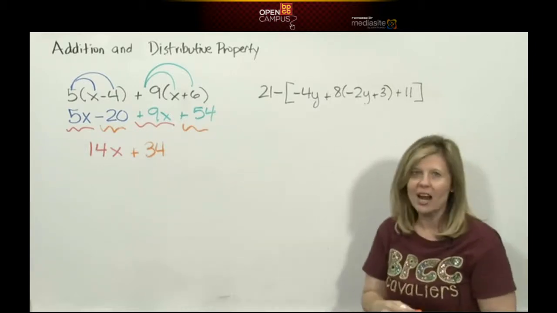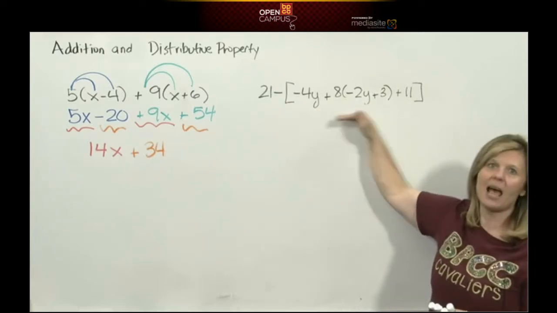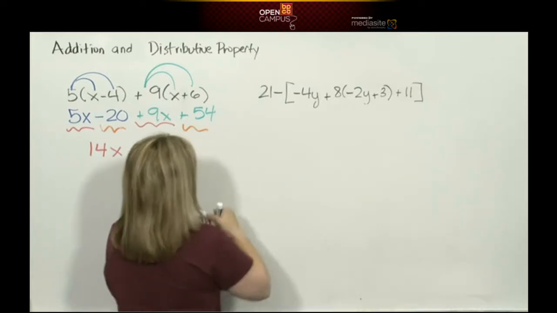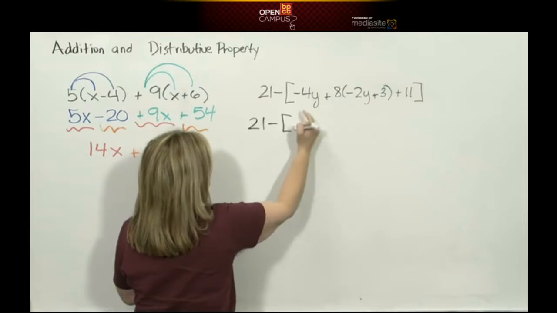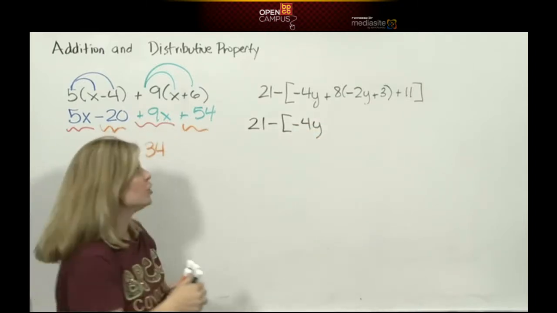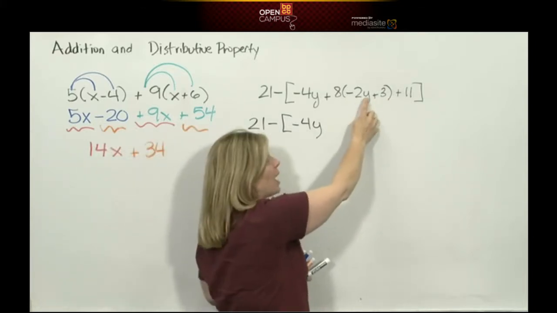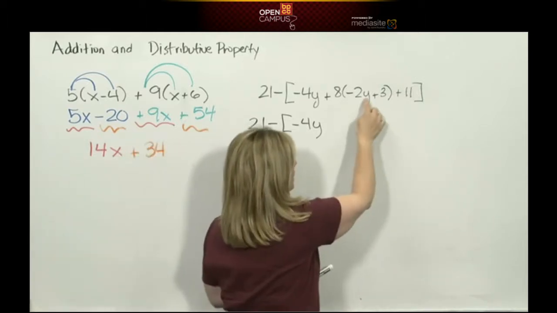Now, one of the things you've got to learn is if we're going to start with this parenthesis, all the other terms in front of it and behind it are going to stay put. So that means you got some copying to do. We're going to leave the 21 minus bracket. We're going to leave the negative 4y. What we're going to do is work inside. Inside we have a negative 2y plus 3. We know we can't add that because these are not like terms.